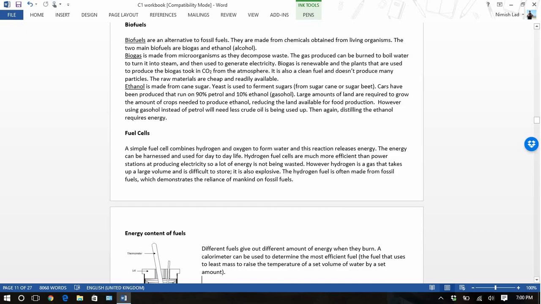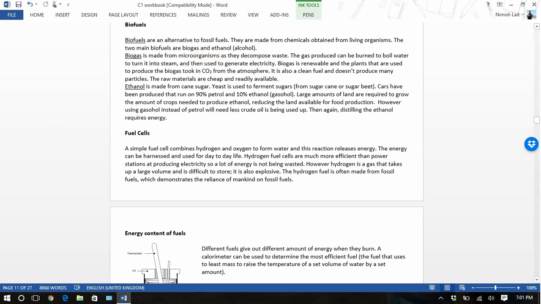Biofuels are alternatives to fossil fuels. They're made from chemicals obtained from living organisms. The two main biofuels are ethanol and biogas. Biogas is made from organisms as they decompose waste. This gas can be burnt or combusted to boil water, turn steam, generate electricity. Same ideas we learned about in physics.